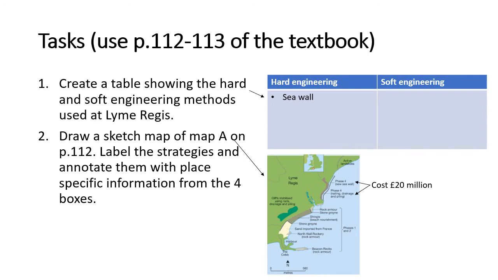And then you are going to add to it. So you're going to start annotating more information, more place-specific information about as many of those strategies as you can. So for example, you can see there for phase 4, the total cost of phase 4 was £20 million. So I've added that on with 2 arrows showing that it's not the seawall that was 20 million or the nailing drainage and so on that was 20 million.